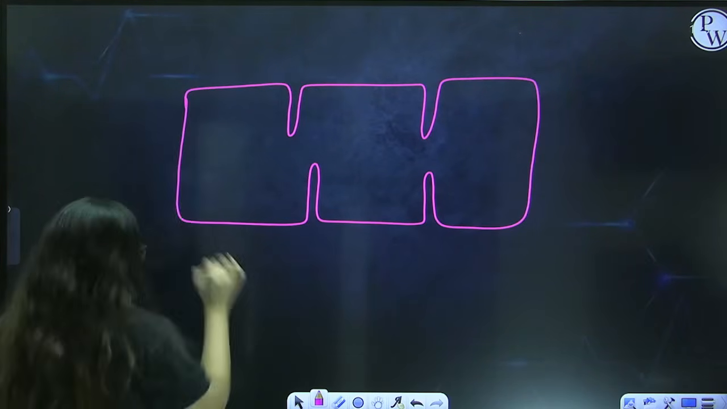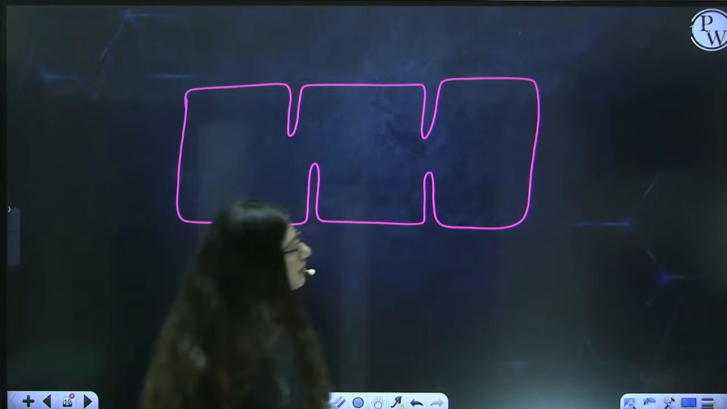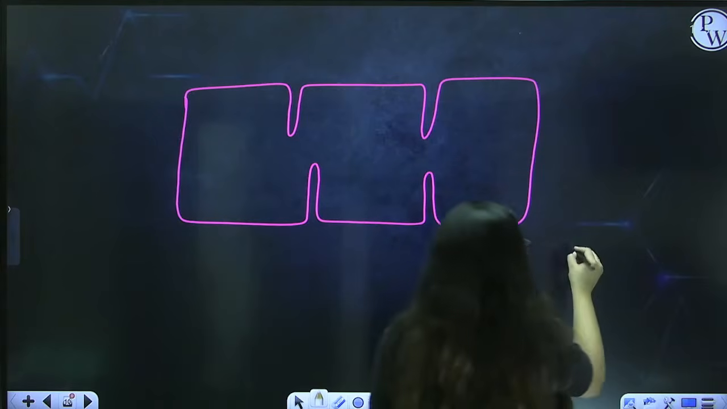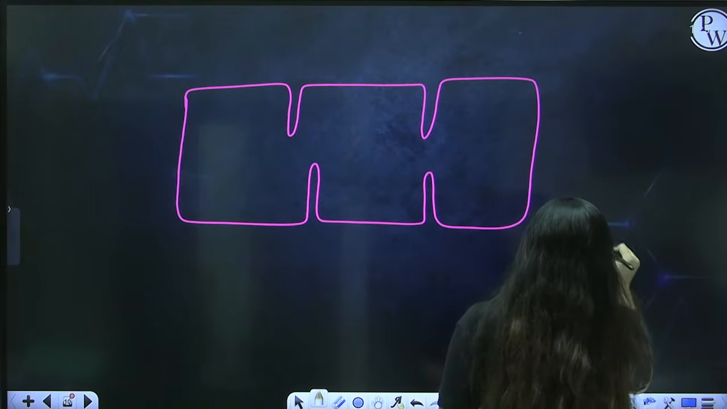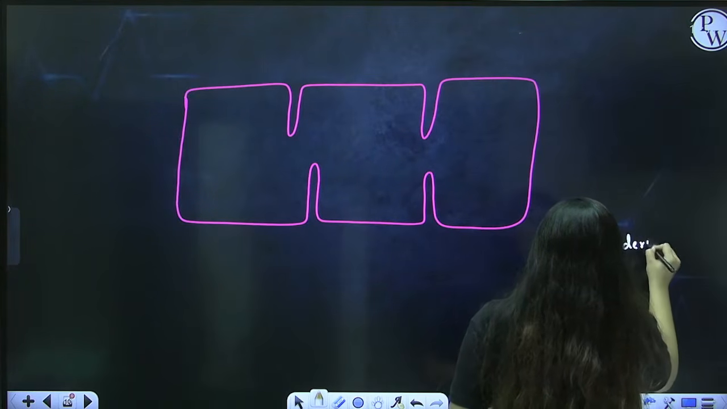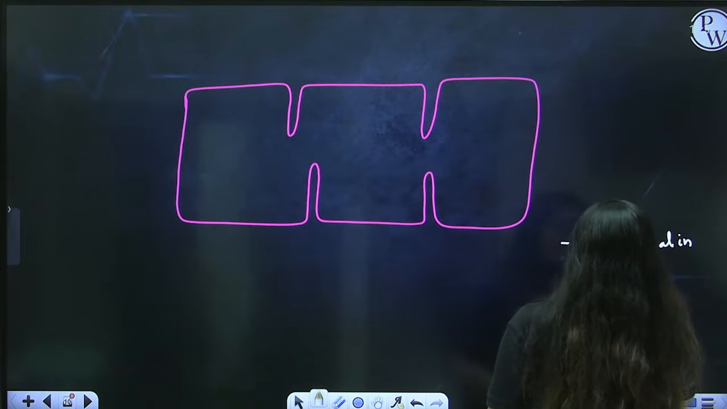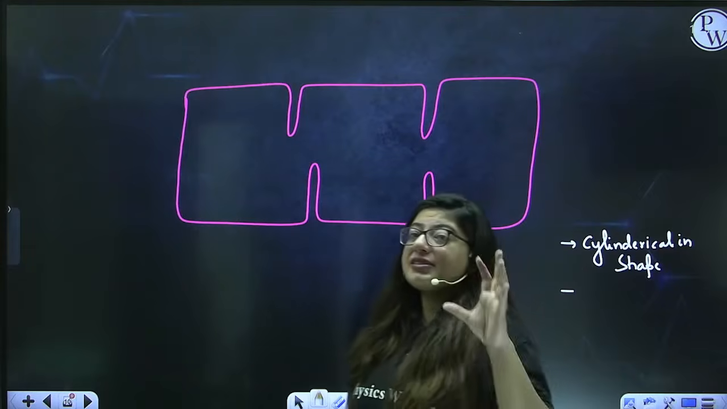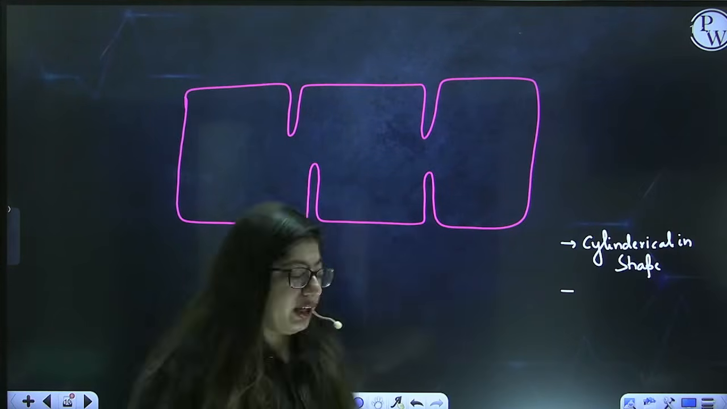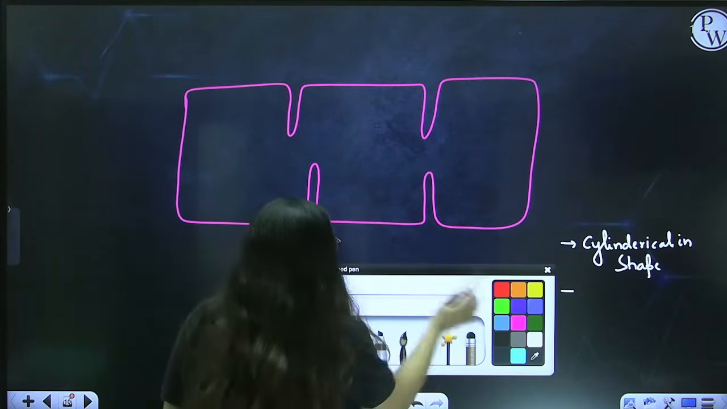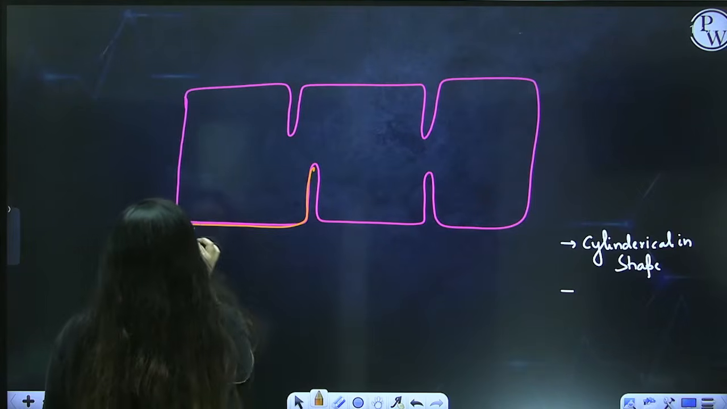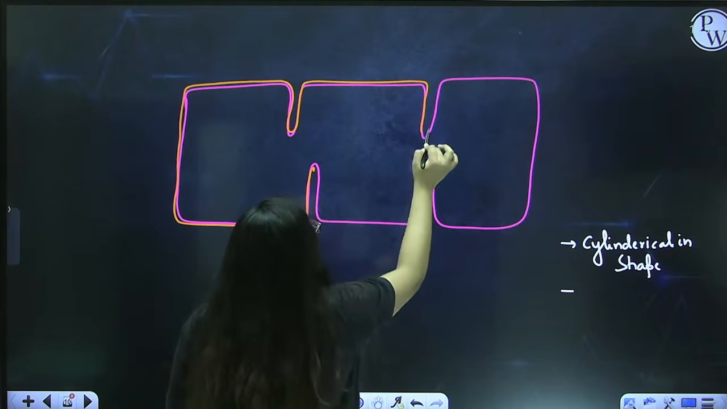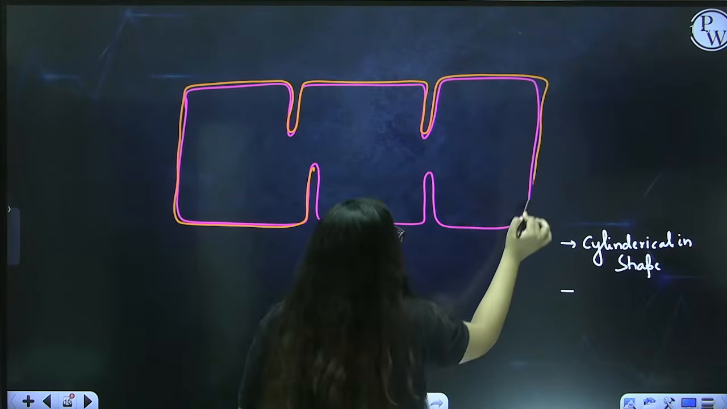I'm writing things side by side, so you have to learn with me. What's the shape of the skeletal muscle cell? It's cylindrical. This is the most common question that can be asked in the exam. Second thing, it has a specialized plasma membrane. You call it sarcolemma. So this is sarcolemma, guys.